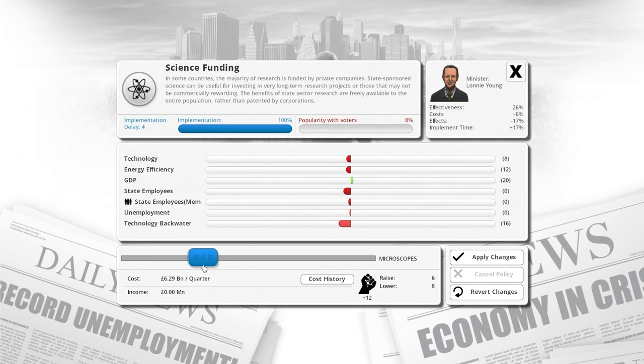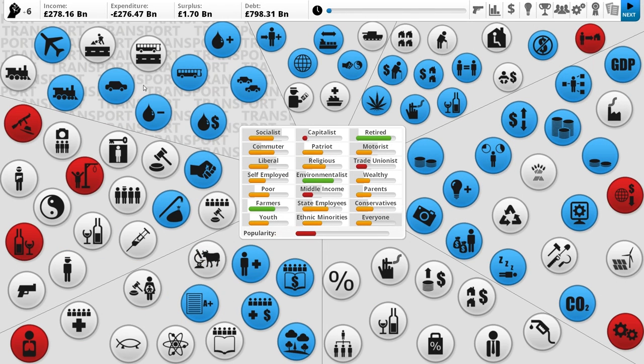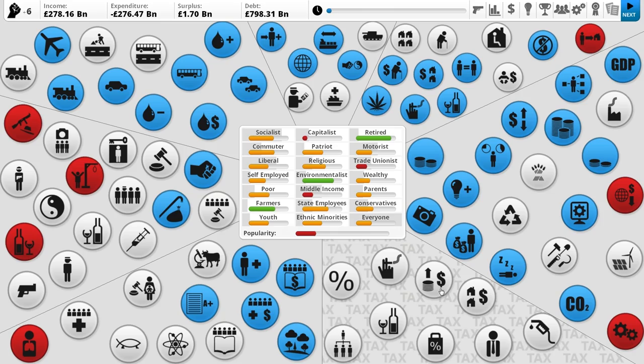So currently we're spending about 6 billion. I don't want to get it too high. Let's get it up. We'll double it to about 12 billion there. That'll deal with the technology backwater, and boost technology, energy efficiency, state employees. And it will reduce unemployment a little bit, but not by a lot. So I'll keep it about 12 billion there. Apply that. Okay, good. With 6 political capital, we can't really do that much.